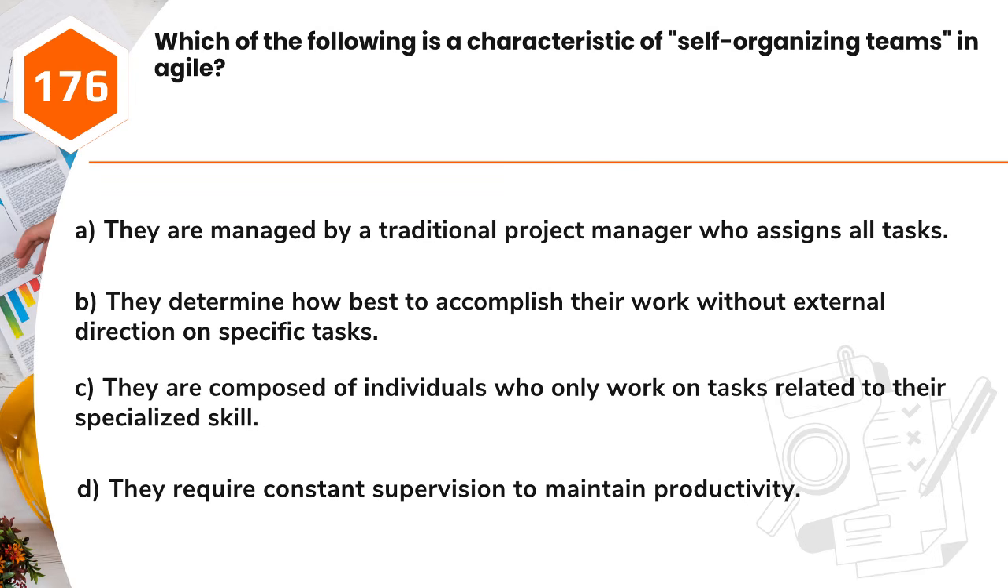Question 176. Which of the following is a characteristic of self-organizing teams in Agile? A. They are managed by a traditional project manager who assigns all tasks. B. They determine how best to accomplish their work without external direction on specific tasks. C. They are composed of individuals who only work on tasks related to their specialized skill. D. They require constant supervision to maintain productivity.